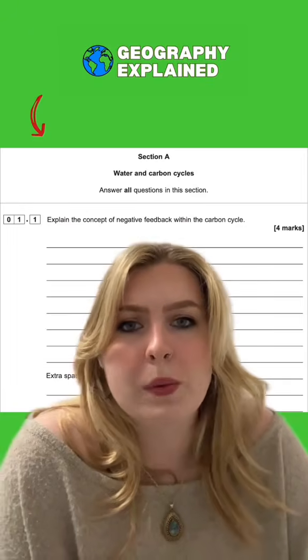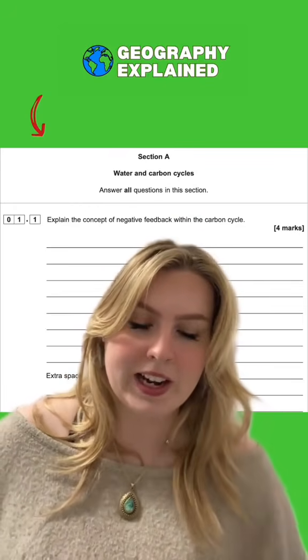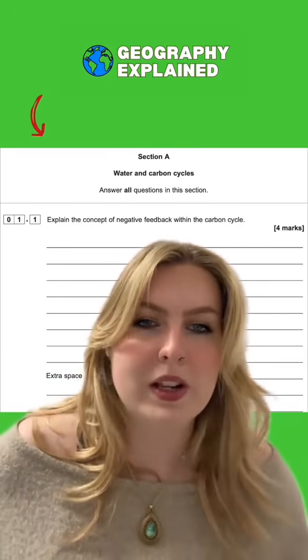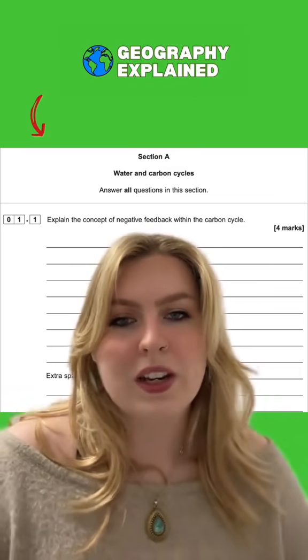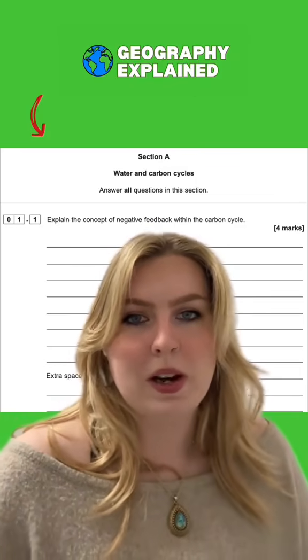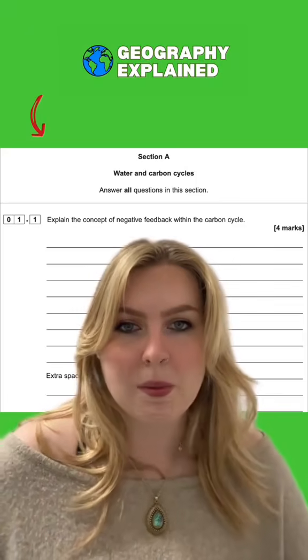So I just thought we would go through another 4-marker as part of our 4-marker series that we've been doing lately. This one is once again from paper 1, so the physical paper, and we are thinking about the carbon cycle. So I'll just read it out if you can't see it properly on the screen, but it basically says, explain the concept of negative feedback within the carbon cycle.